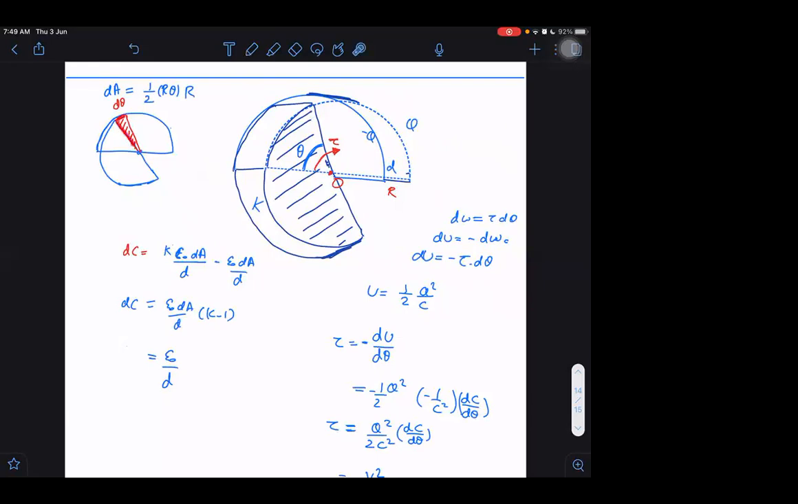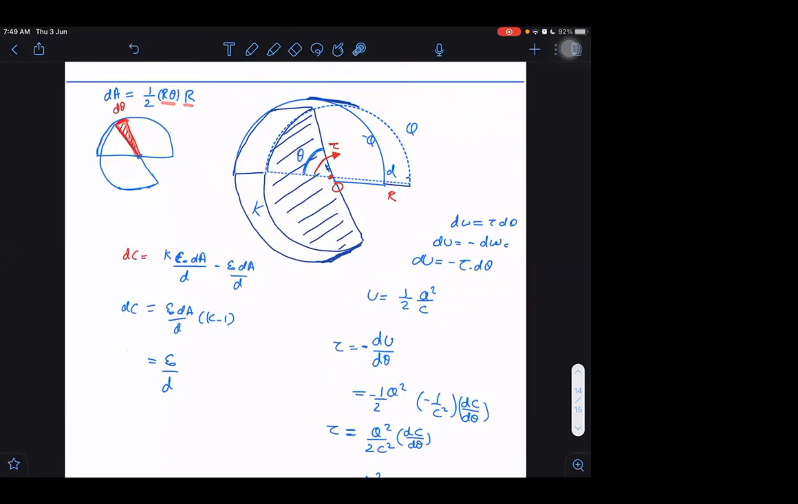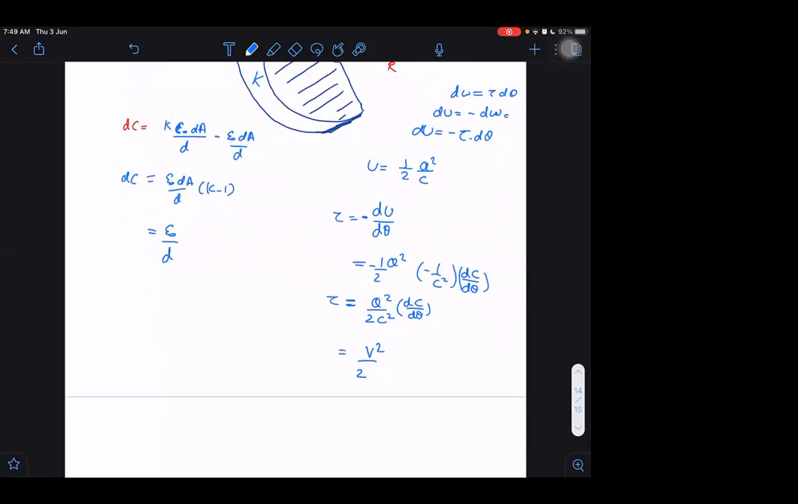This is a small triangle. Half into r d theta into r, half r square. I think not theta, I should write d theta. Half into r into d theta into r. So it will become half r square into d theta into K minus 1. That is equal to dC.